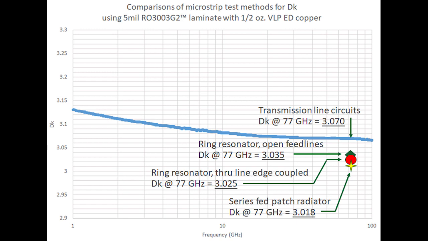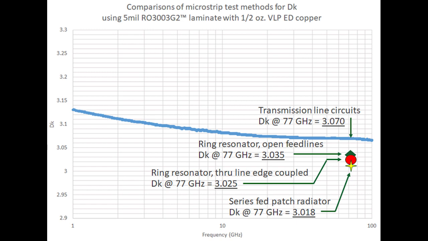Shown here is a comparison of several different test methods, all using the same material. As a matter of fact, these different test vehicles were built on the same sheet of material side by side. So there is no real material difference here. These are just differences in the extracted Dk value for each of the test vehicles.